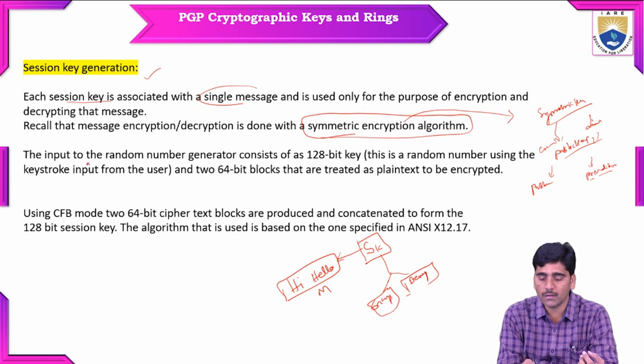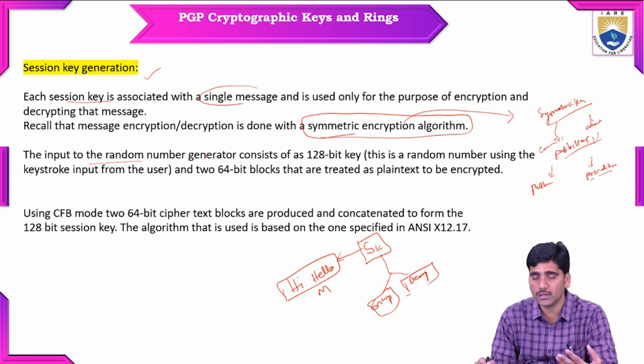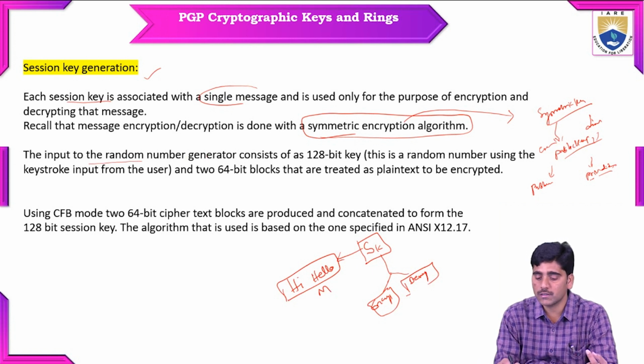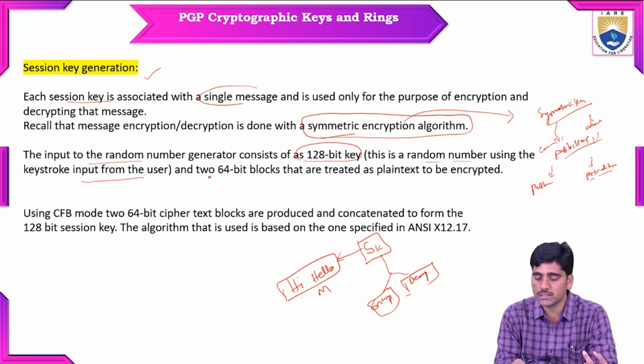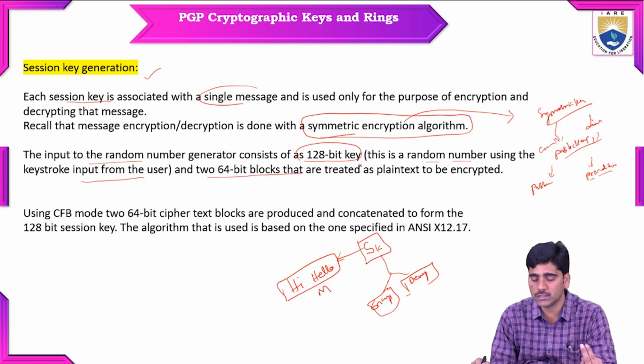The input to the random number generator consists of a 128-bit key. This is a random number using keystroke input from the user. So the user has to enter the key from the keyboard. It takes the 128-bit key and applies it as the random number generator input, and two 64-bit blocks that are treated as plain text to be encrypted.